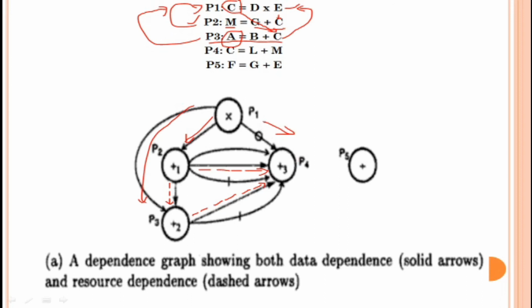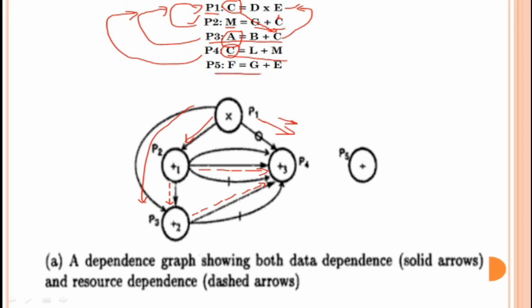So what kind of dependency is it? It is an output dependency here, right? So P4 consists of the statement C is equal to L plus M, right? C is a part of what? P1. Got my point, right? So hence to get the output of C, P4 is the output dependency on P1 here, right? So this is the output dependency, that is, P4 is the output dependency on P1 here.